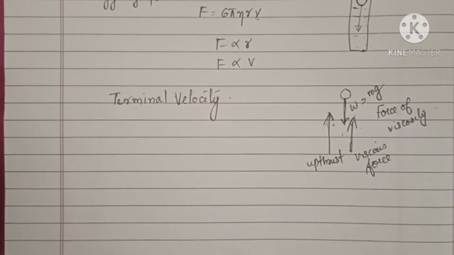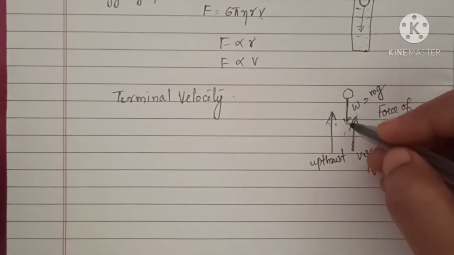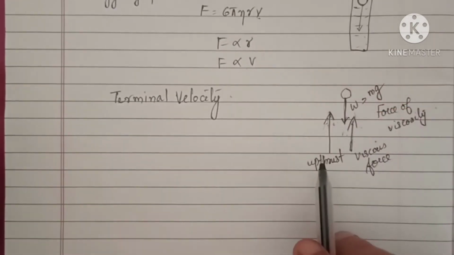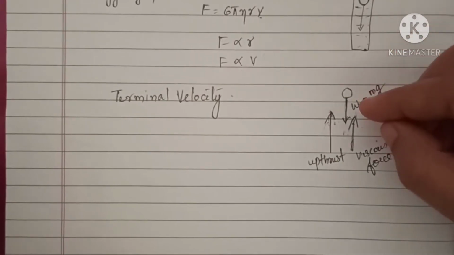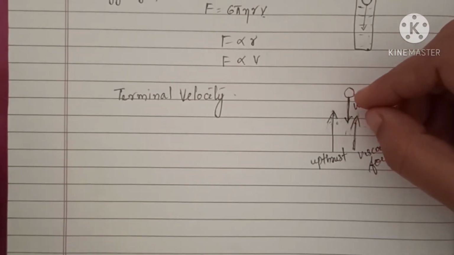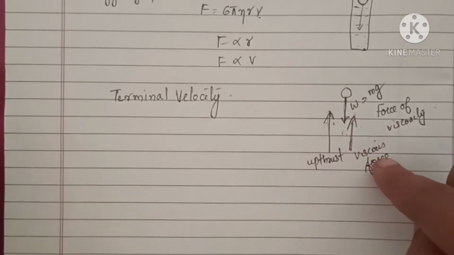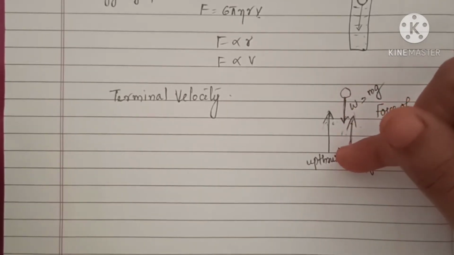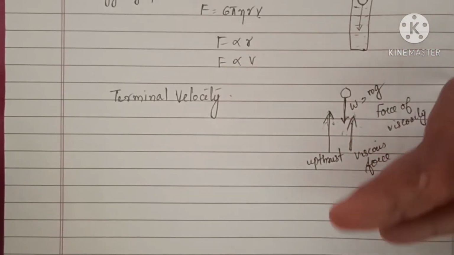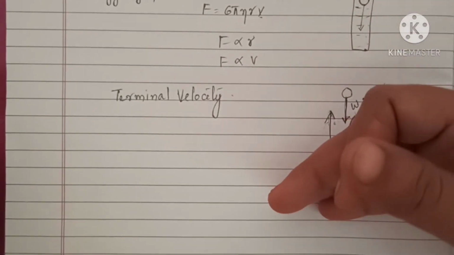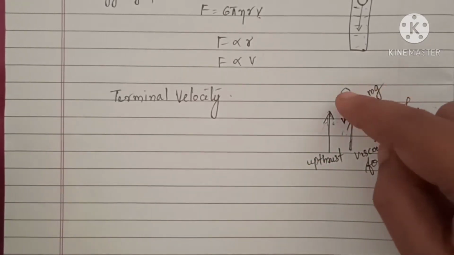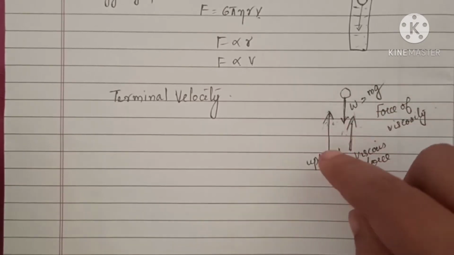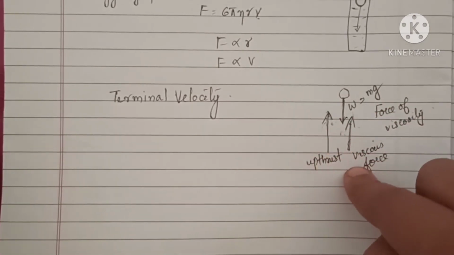Now, after some time, a stage is reached when the weight of this body becomes just equal to the sum of upthrust and viscous force. So when the body is moving downwards, after some time, the weight of the body becomes equal to the two forces acting in the upward direction. That is, weight is acting downwards and these are acting in the upward direction. At that time, what will happen? As if these two are equal. That means there are two forces in the upward direction and W equal to mg acting in the downward direction. So their sum must be equal to the weight.